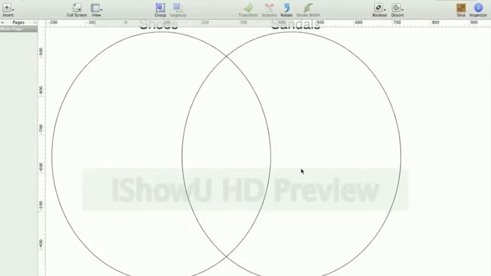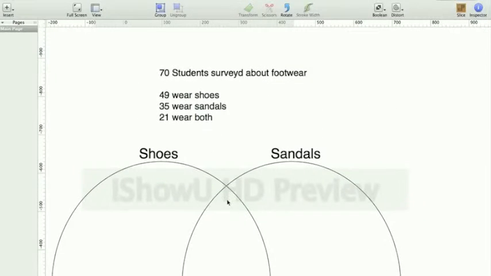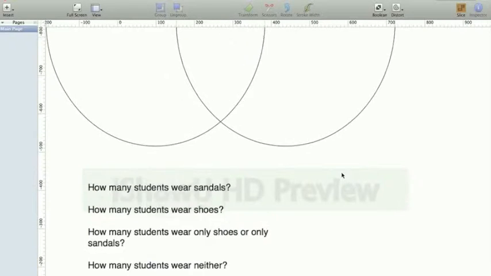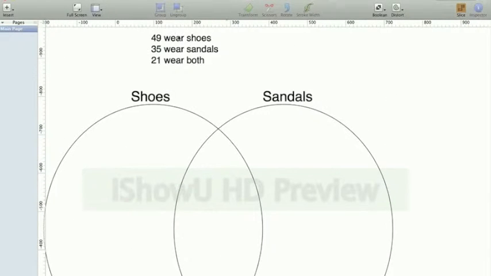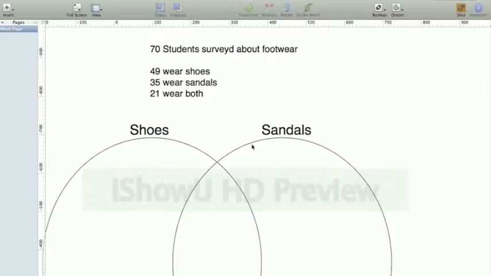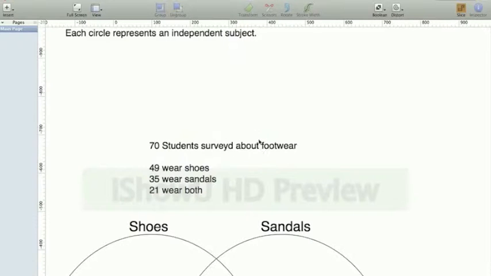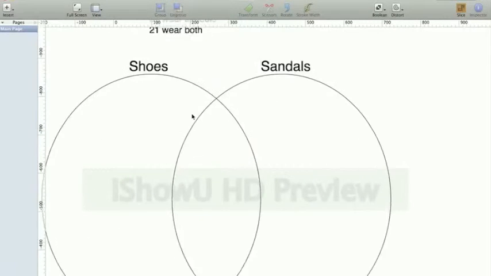And using this information up here, filling out this diagram, we should be able to answer all of these questions and essentially manipulate this diagram to answer any questions you could have about the survey. So I spelled survey wrong. 70 students were surveyed in this. 49 said that they wore shoes, 39 said that they wear sandals, and 21 said that they wear both.